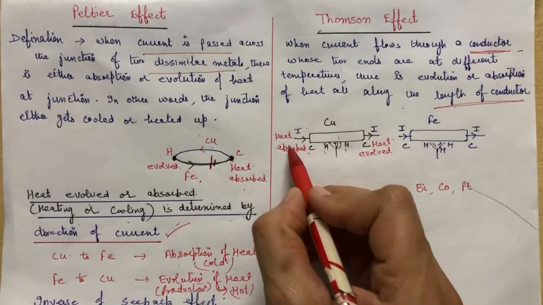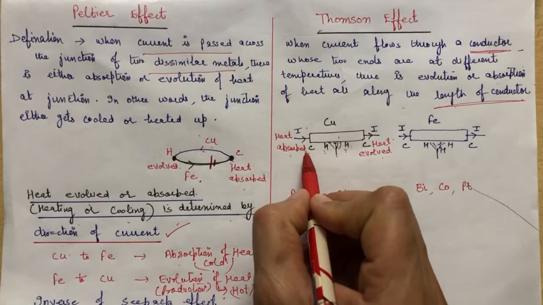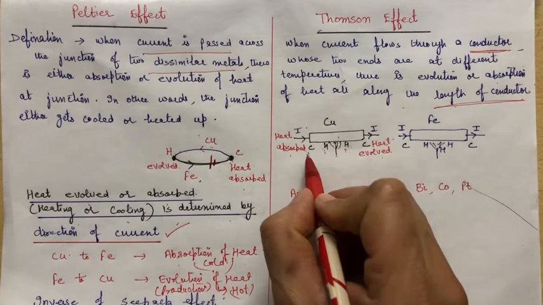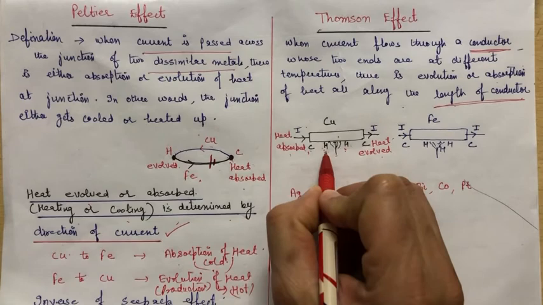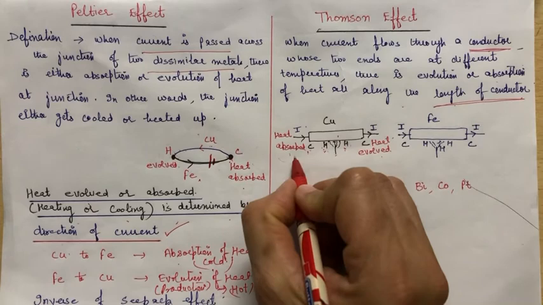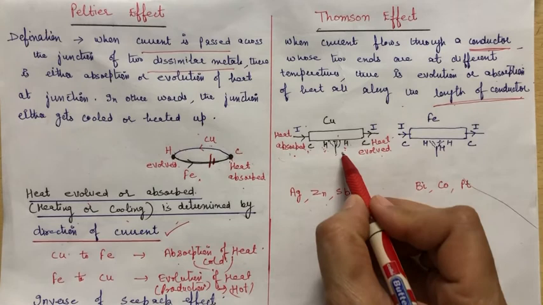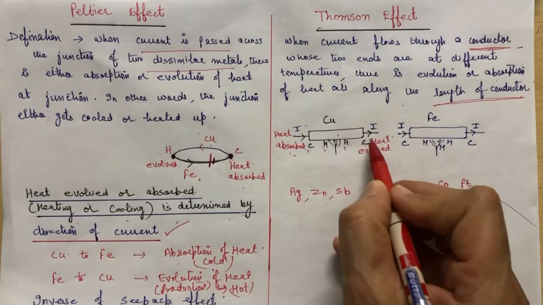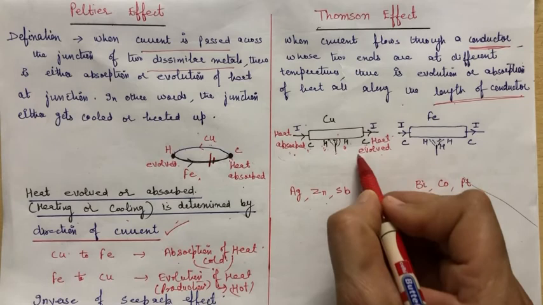When there is a flow of current from cold end to hot end, or you can say from low temperature to high temperature, then there is an absorption of heat. Similarly, when there is a flow of current from the hot end to the cold end, there is a production of heat, or heat evolved.